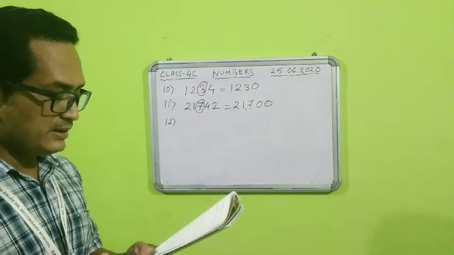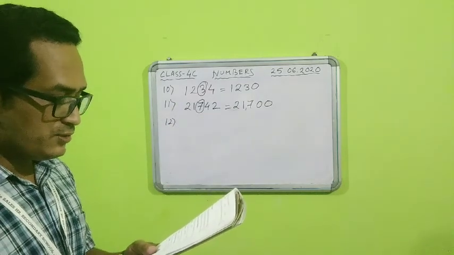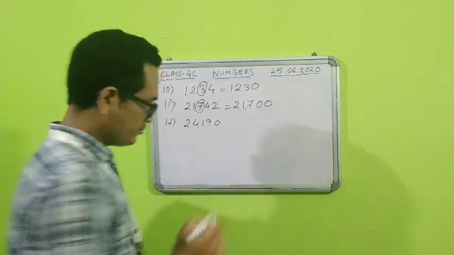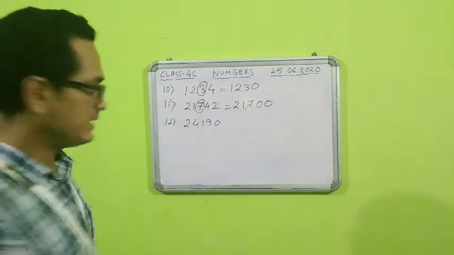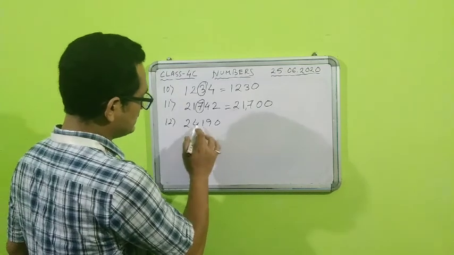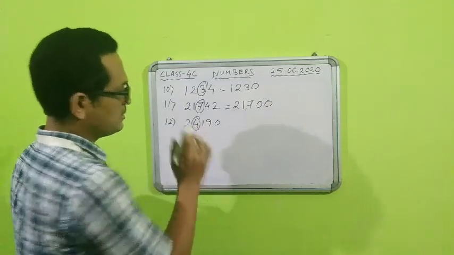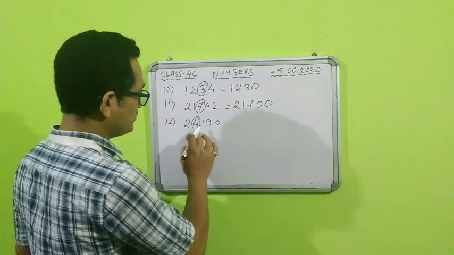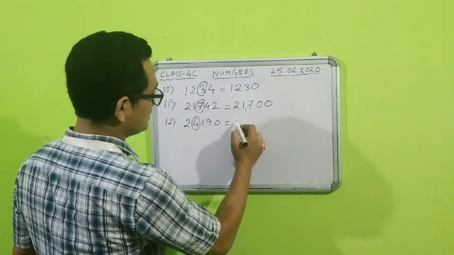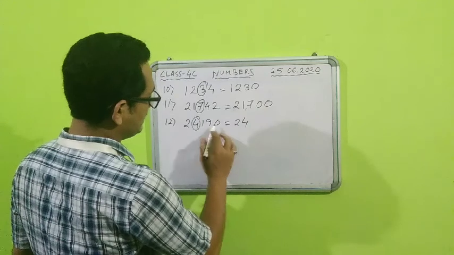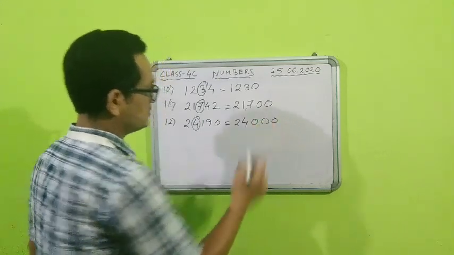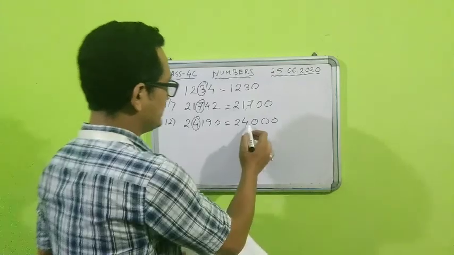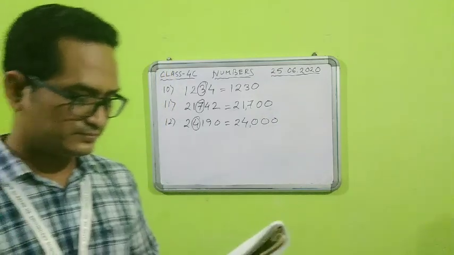Then question number 12, it is said that round off 24,190 to the nearest thousand again. So ones, tens, hundred, thousand. So this will be the thousand place. On the hundreds place, this is 1, which is less than 5. So you don't need to change this 4, it will be 4 itself and the rest will be replaced by 0. So it will be 24,000. Fine. So this will be the answer for question number 12.